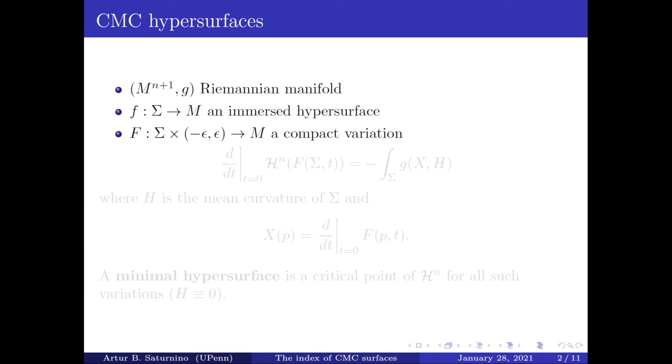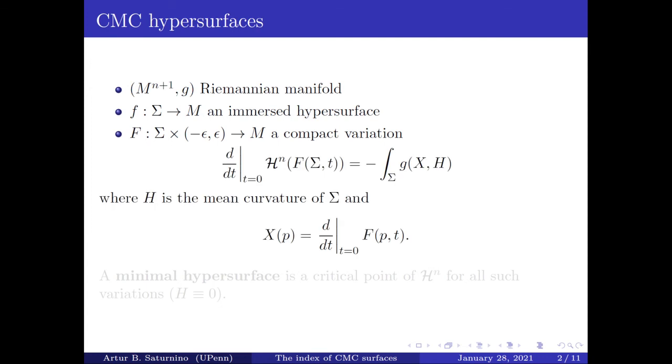So once you have such a family, one natural thing that we can do is take the first derivative of area with respect to this time parameter, and you can compute it explicitly to find this formula there on the right. That is that the first variation of area is given by minus the integral over sigma of the product between x and h, where h is the mean curvature of the surface sigma, and x is the so-called variational vector field, which is the time derivative at 0 of the variation.